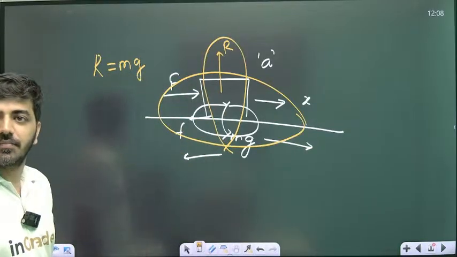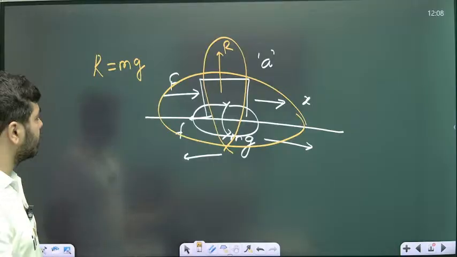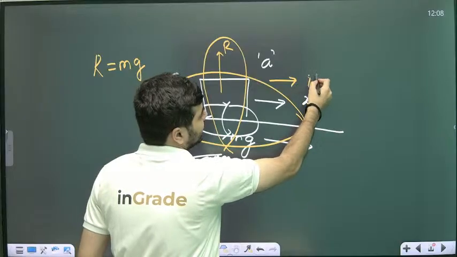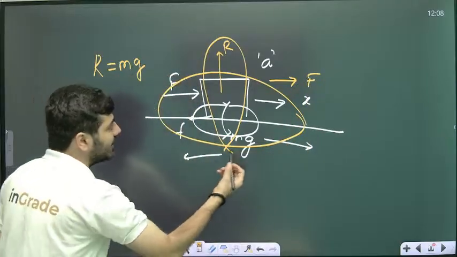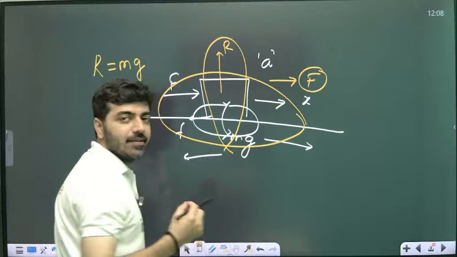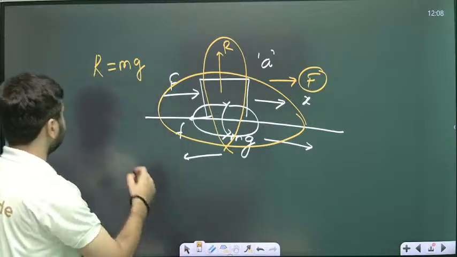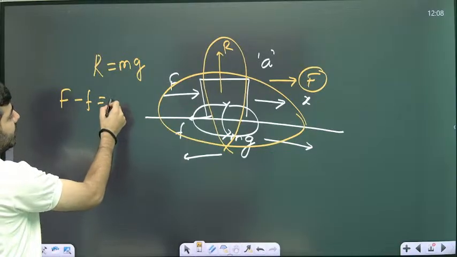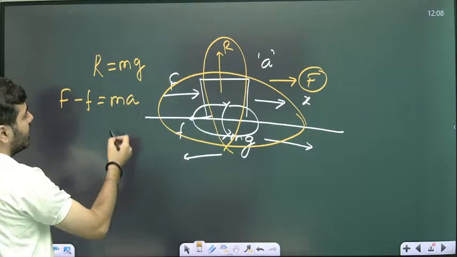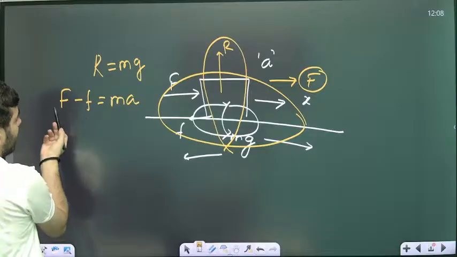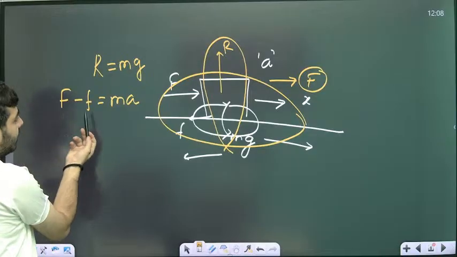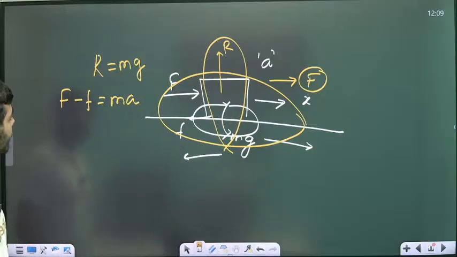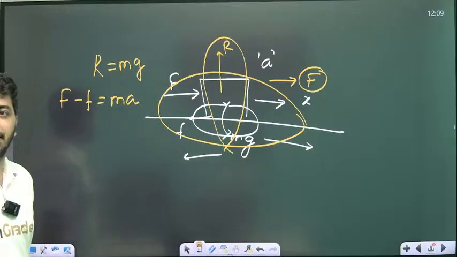Now let's take the horizontal component. Because the body is moving in, let's say, x direction, it means that the applied force is greater than the friction force. Then F minus f equals simply ma, because the friction force is less and the applied force is greater than the friction force, so the body is moving in the forward direction. Here a is simply the acceleration.